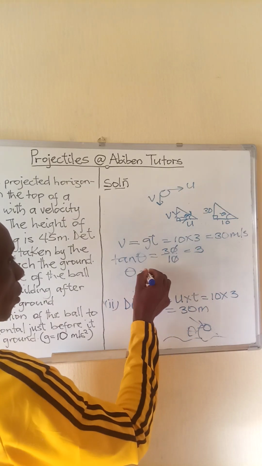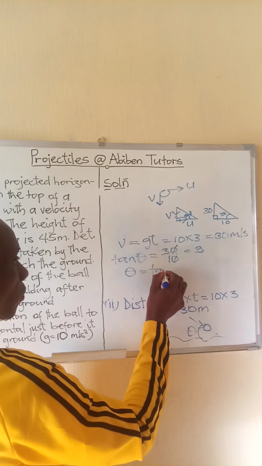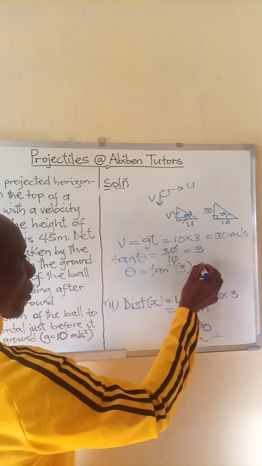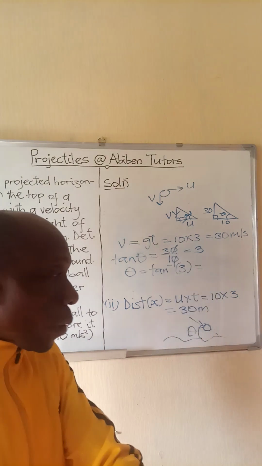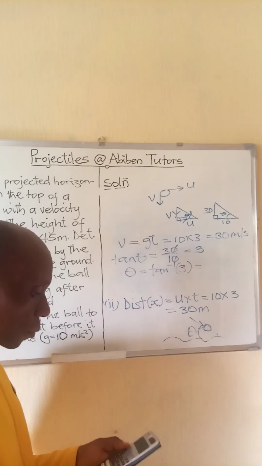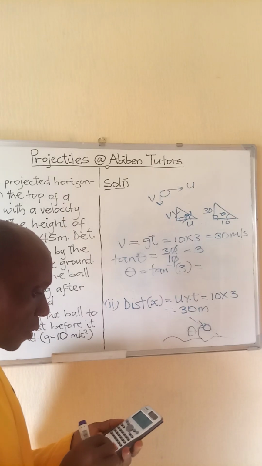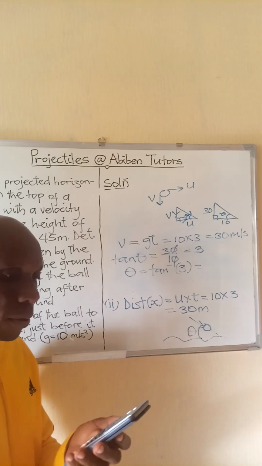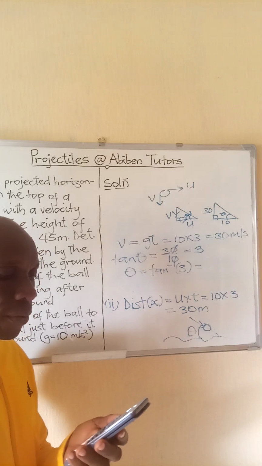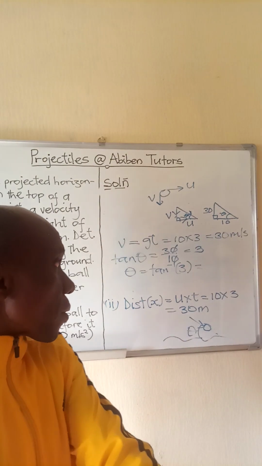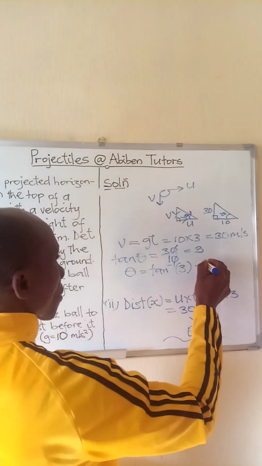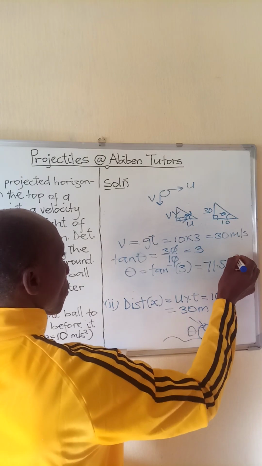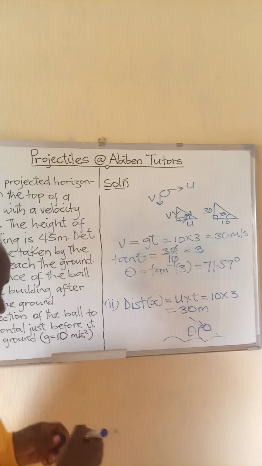Theta itself will be tan inverse of 3. So tan inverse of 3, we would do that together. Use your calculator, activate the second function, and then tan inverse of 3. That gives us 71.57 to 2 decimal places. So that becomes 71.57 degrees to 2 decimal places.